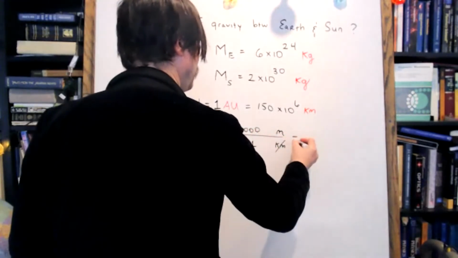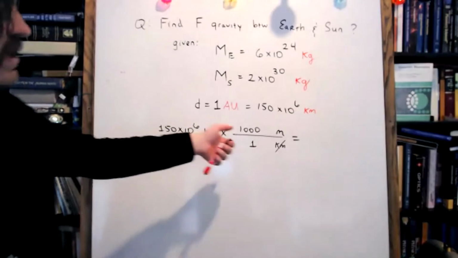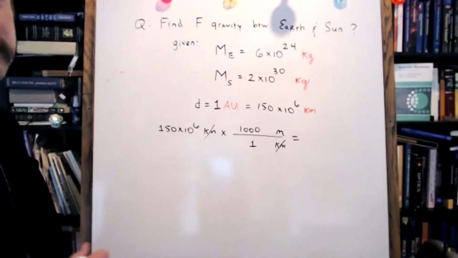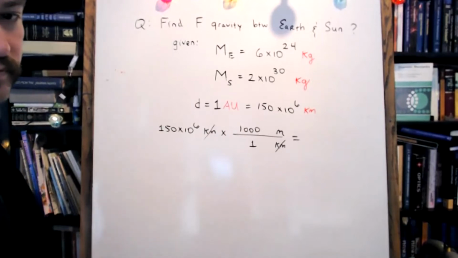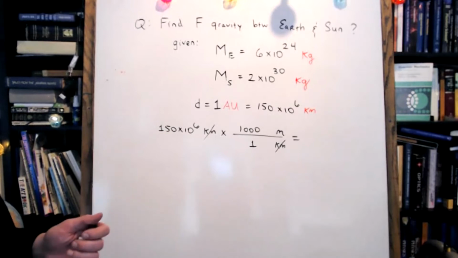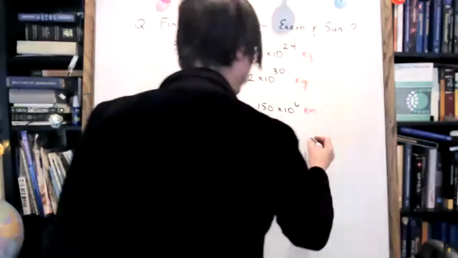Let's see if you can do the same method we did before. Think about the number of zeros you have and tell me how to write the answer without using a calculator. So just 150 times 10 to the 9th kilometers. Meters, sorry.